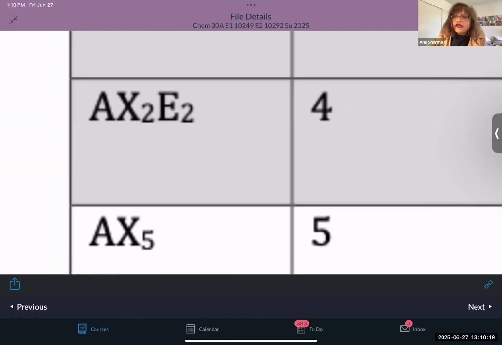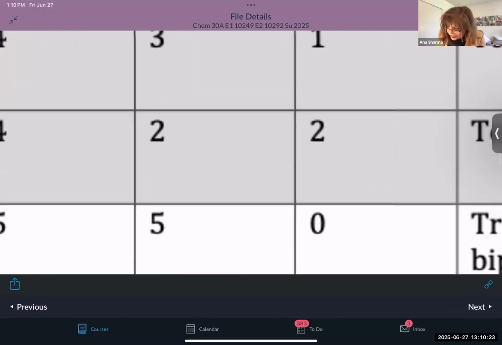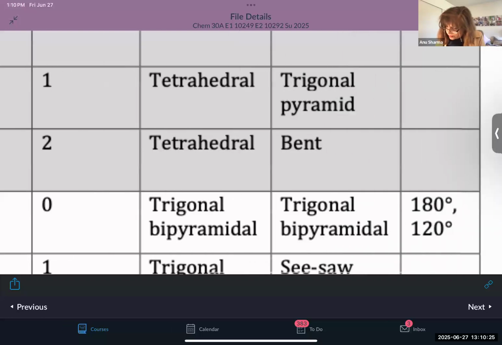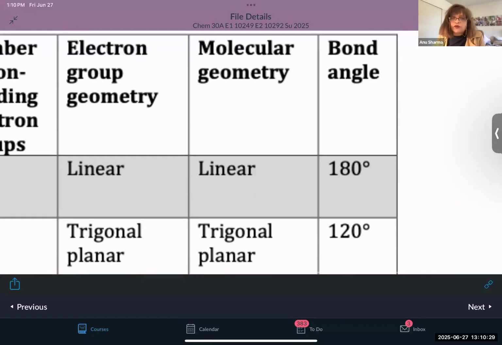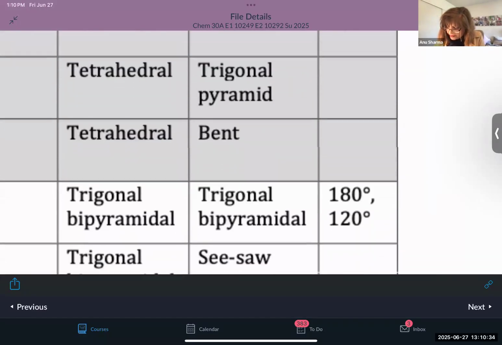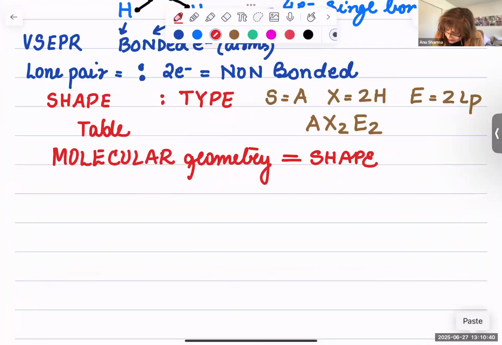AX2E2 is, don't worry about these 3 tables, this is not for you. Tetrahedral and bent. Tetrahedral is the electron group geometry. Molecular geometry means shape, and that is bent. So this would be a bent molecule. In this case, it is bent. So that's the shape.